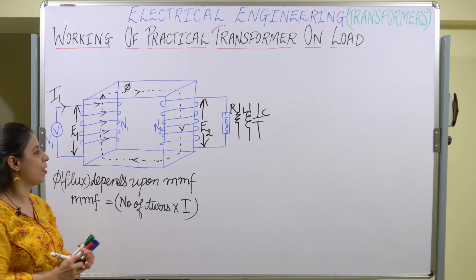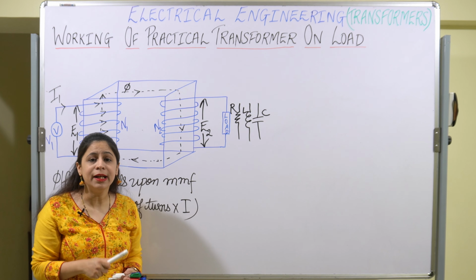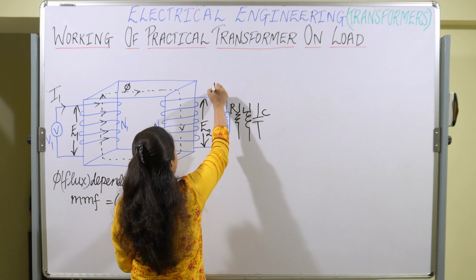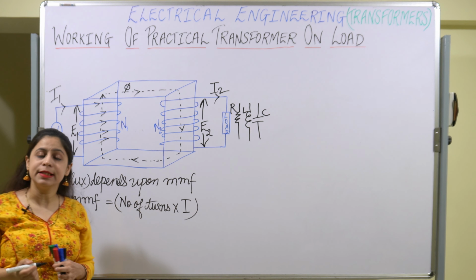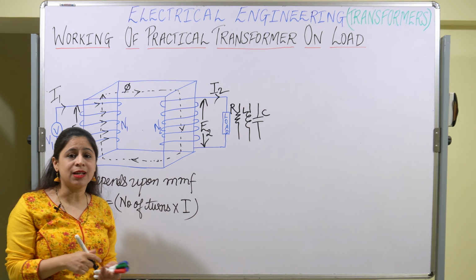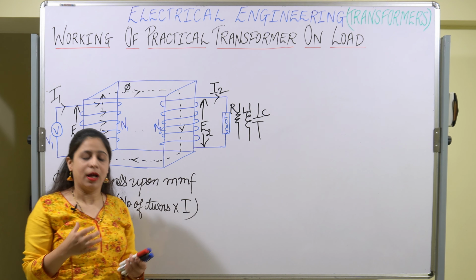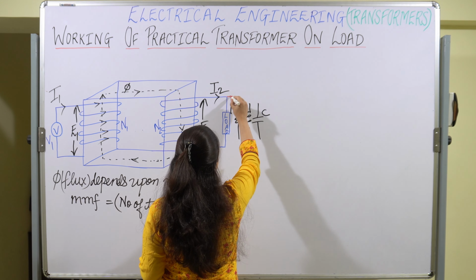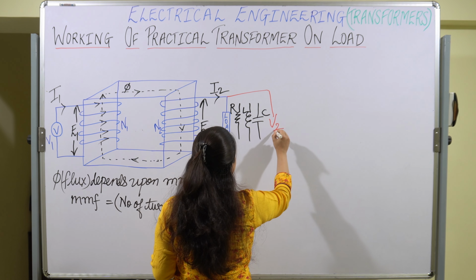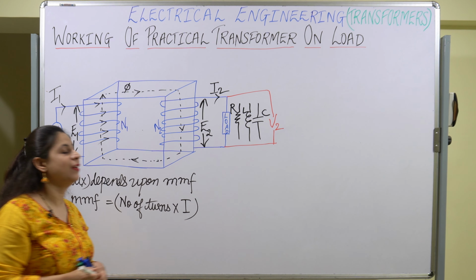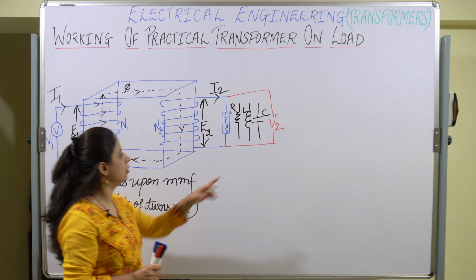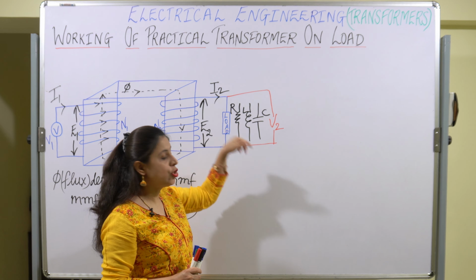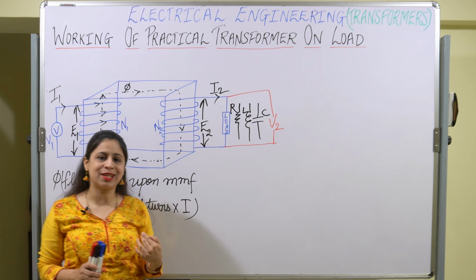As soon as the EMF is set up, the current starts flowing in the secondary side, and that current is given by I2. Because of this current I2, a terminal voltage is set up, and that terminal voltage is given by V2.